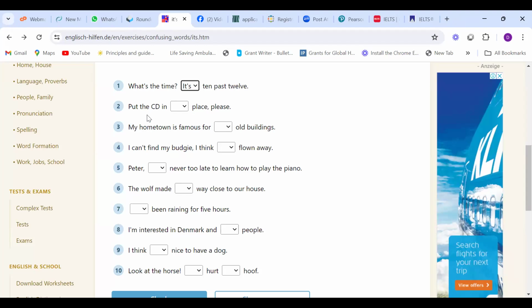Then 2: Put the CD in its place, please. Possessive. Okay, so possessive is the one without the apostrophe. I am intentionally mentioning it so that it sticks in your mind. Oh, it's a bit confusing, so stay with me, please. 3: My hometown is famous for its old buildings. Possessive or not possessive?